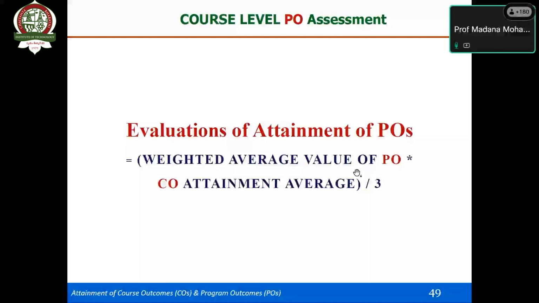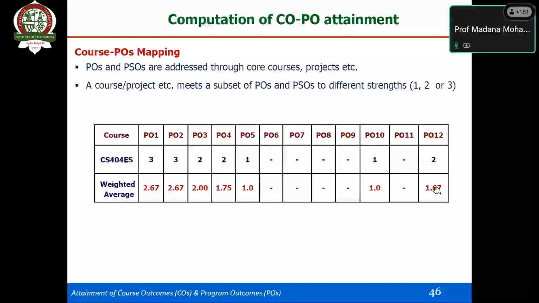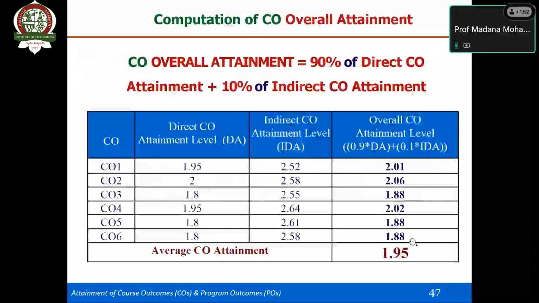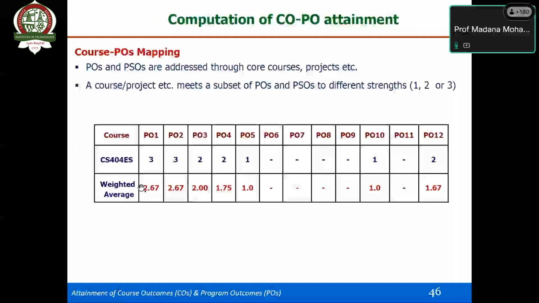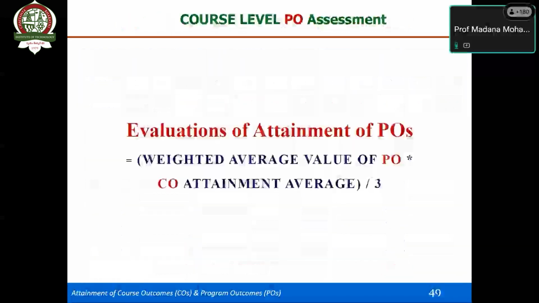So weighted average value of PO in the table, here you can see. Yeah, this is weighted average. That red color, whatever is represented PO wise, these are all weighted average values of a particular PO into the CO overall average attainment value 1.95. This 1.95 is common for all the POs. So 2.67 into 1.95 whole divided by 3. Then you will get the direct attainment value of that particular PO1. This is only the direct attainment value. Again, indirect is different. Overall is different. Now you can see this is the formula.